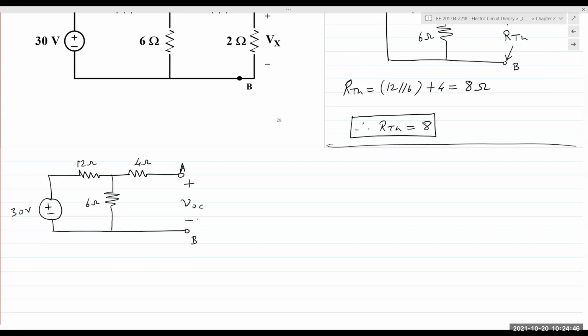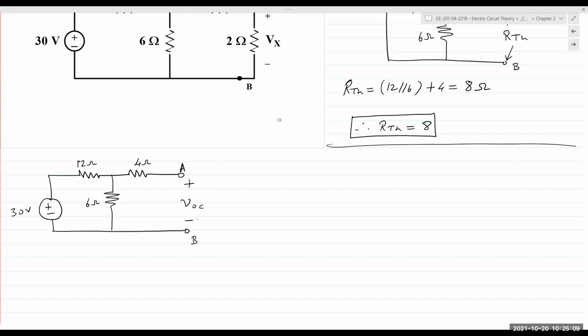We draw the rest of the circuit as it is. You can see this circuit is different from the one for RTH. RTH should not have any sources at all, whereas the Thevenin voltage circuit and the Norton current circuit should have all the sources back in it. So again, it's a different circuit.